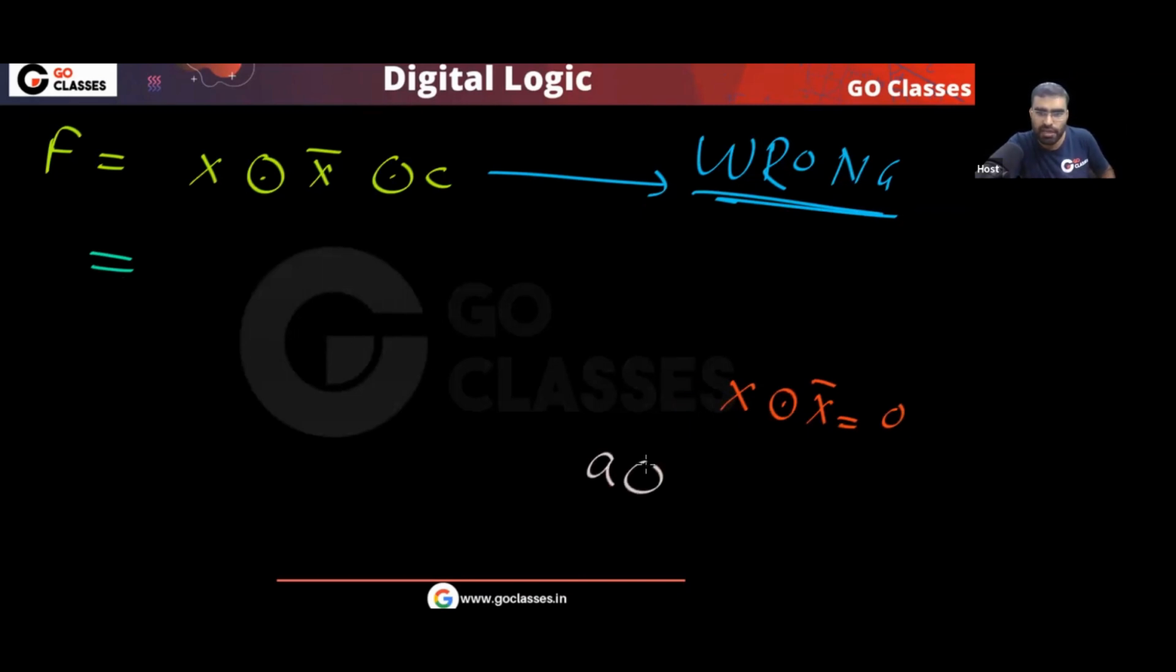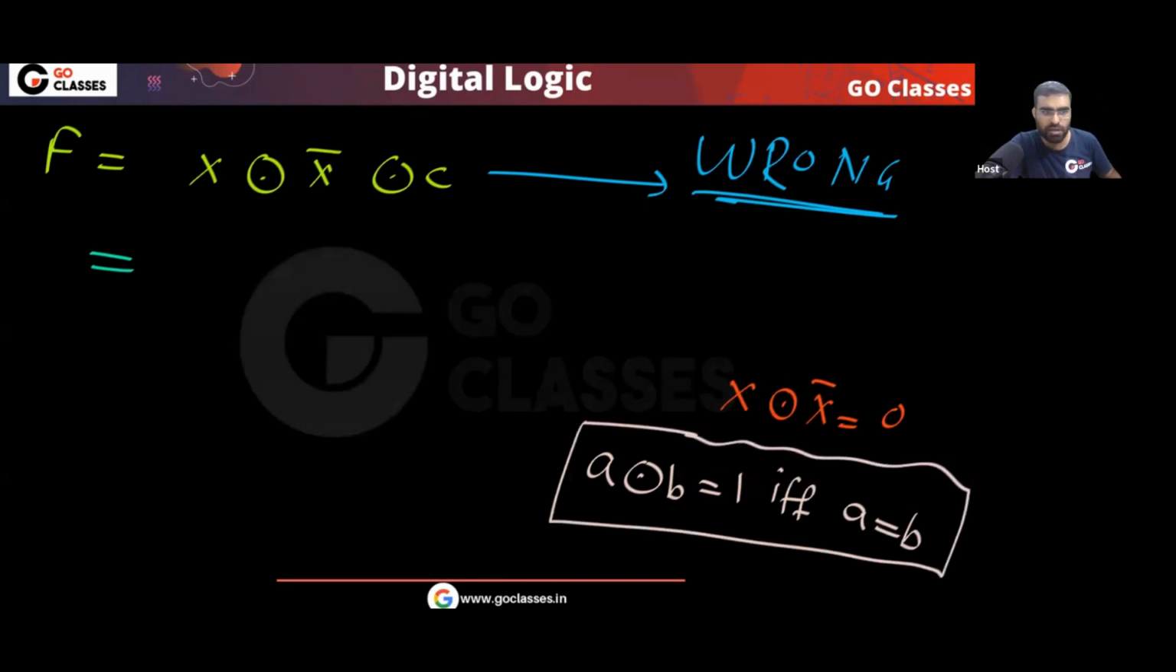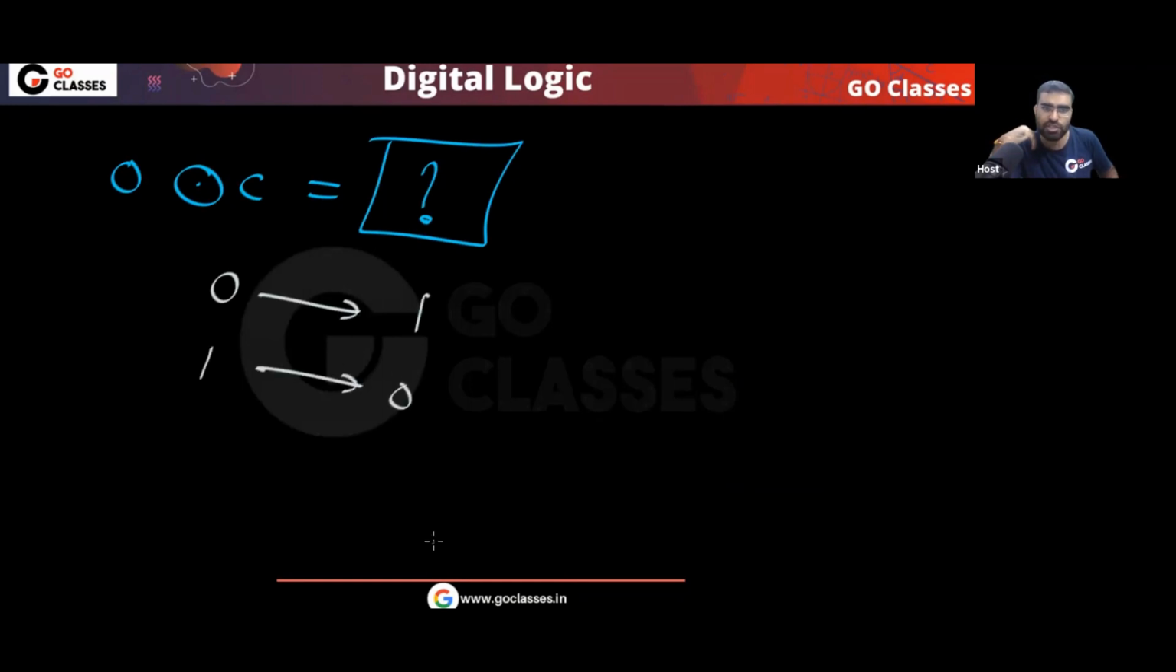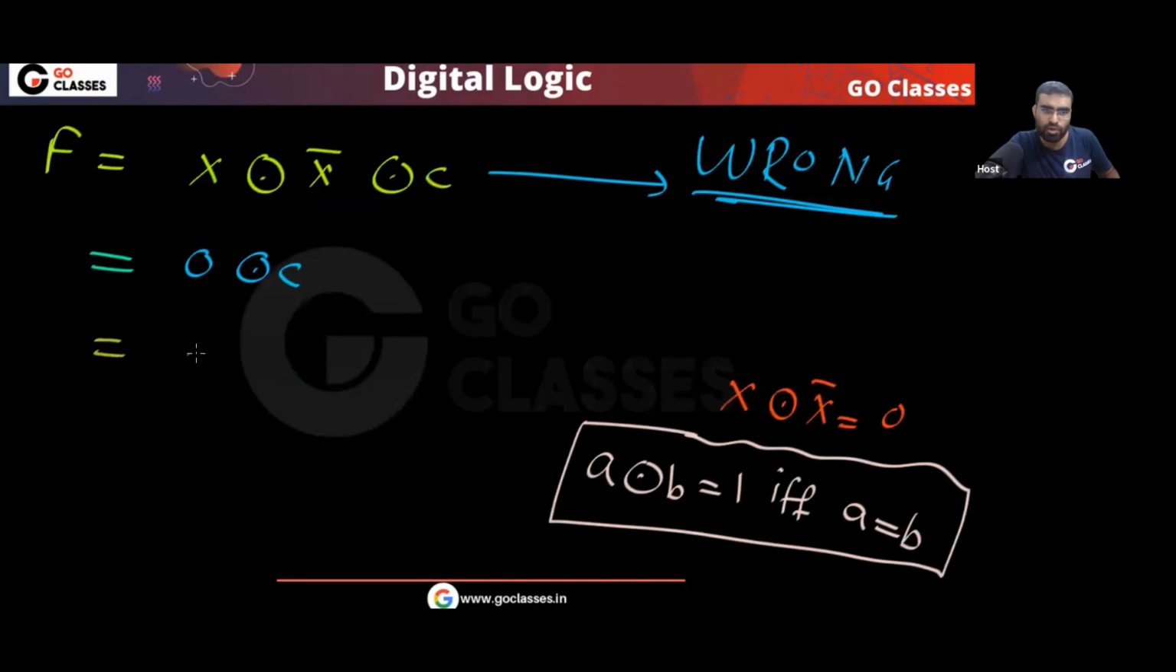We already know that A XNOR B is equal to 1 if and only if both are the same. So here, what will you get? You will get 0 XNOR C. What is 0 XNOR C? Very simple. If C is 0, I will write 1. If C is 1, I will write 0. So finally, I am writing C complement. Whatever C is, I am writing its complement. So this will be equal to C complement.